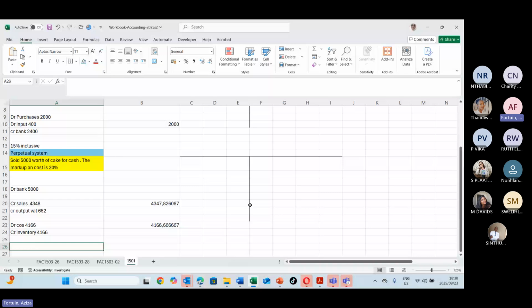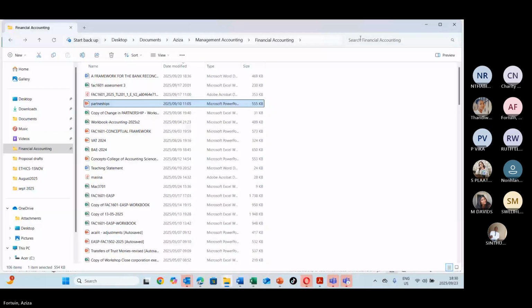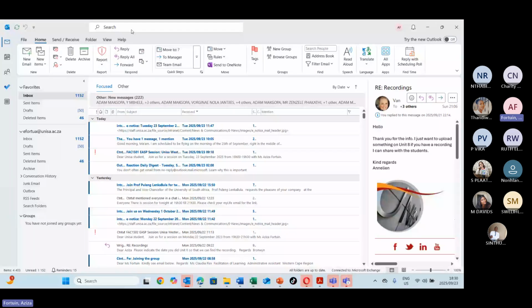Okay, there's an example I want to give you, people. Let me just get it quickly. Let me just see if it's here. Learning unit. Okay, my mailbox. Just be patient with me. And this is also part of inventory. This is the FIFO.